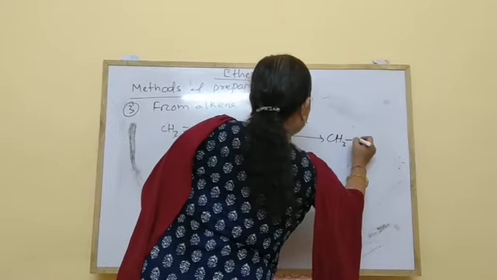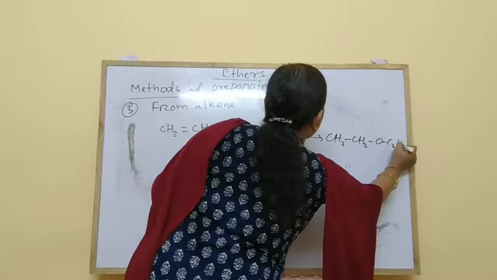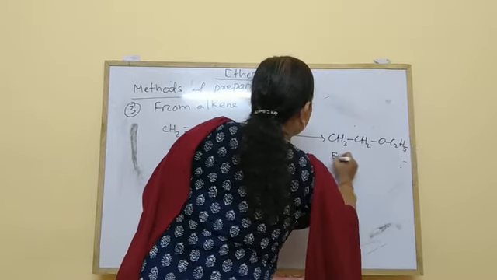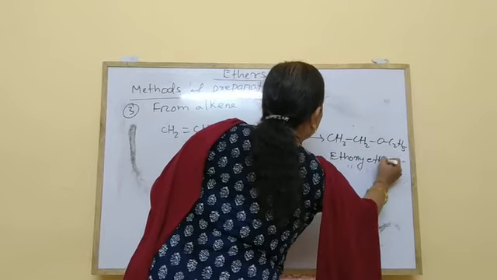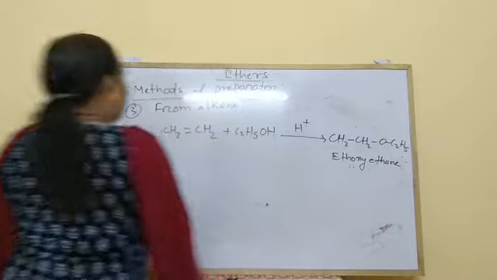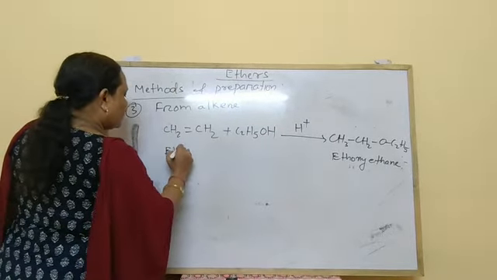it gives CH3CH2OC2H5, ethoxyethane, and this is ethene.